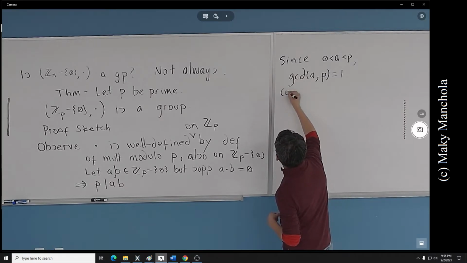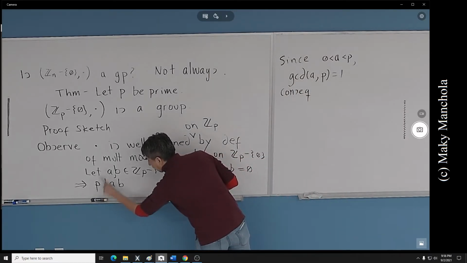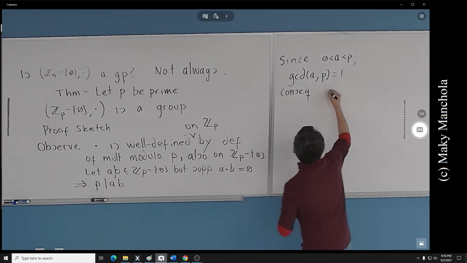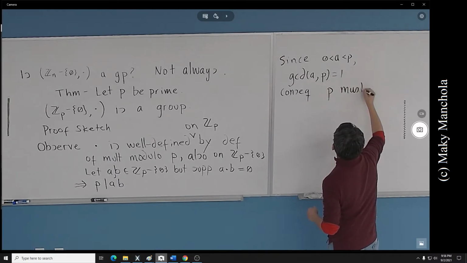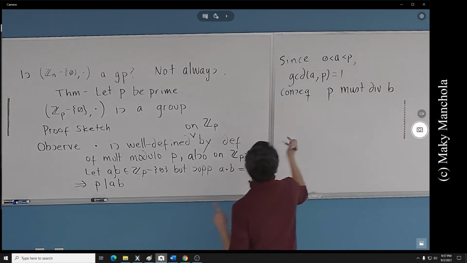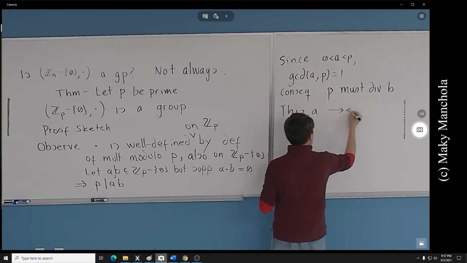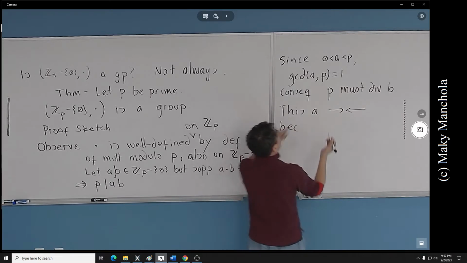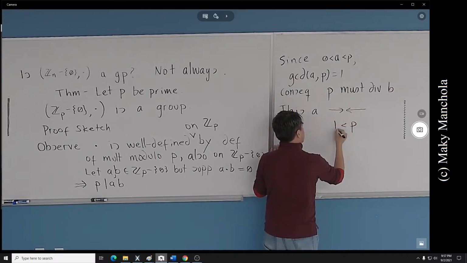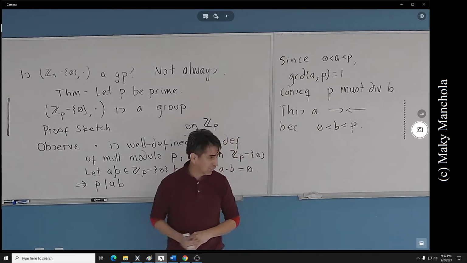Consequently, since the GCD between A and P is 1, the only conclusion you can draw is that P then must divide B. But that's a contradiction because it is also the case that P is greater than B and that P is greater than 0. So P cannot divide a number that is less than itself.